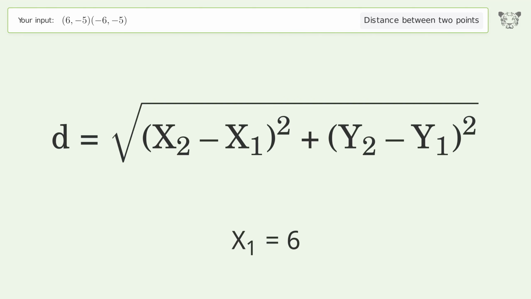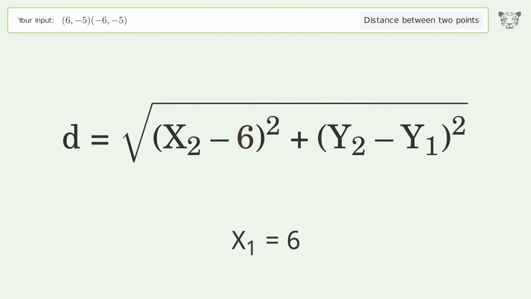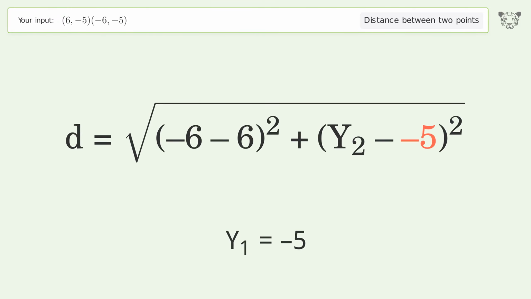x1 equals 6. x2 equals -6. y1 equals -5. y2 equals -5.